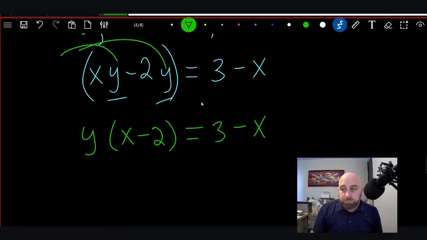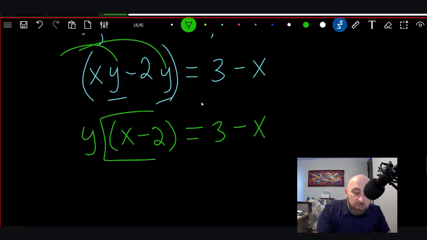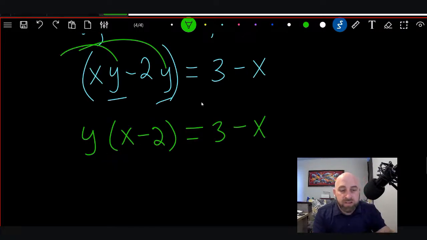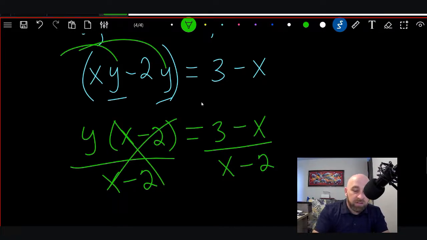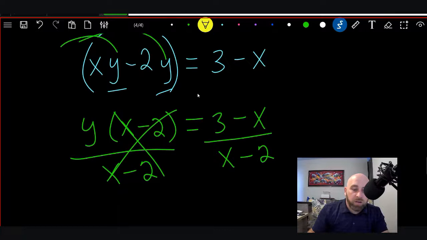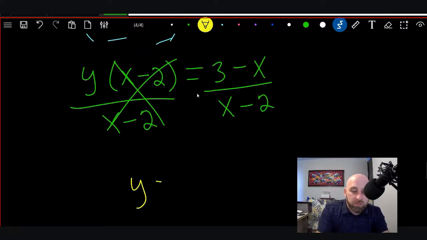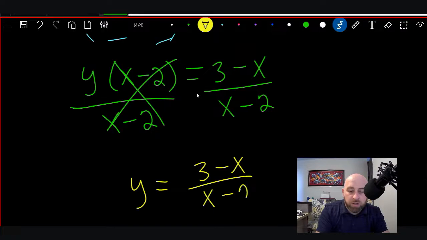Now, again, this is multiplication. We can't just subtract that to get rid of it. So we have to divide this by x minus 2. Well, we divide this by x minus 2. That's going to cancel, and we're going to end up with y equals 3 minus x over x minus 2. And that would be our answer.